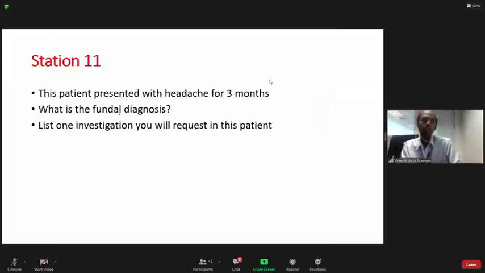I've sort of repeated that, so you don't have to worry about that. So systemic sclerosis. Any questions up to now?